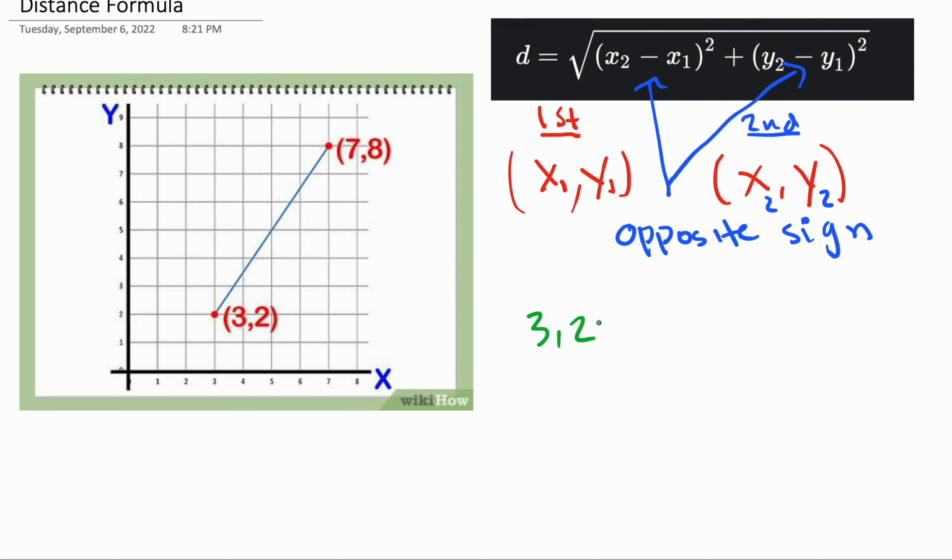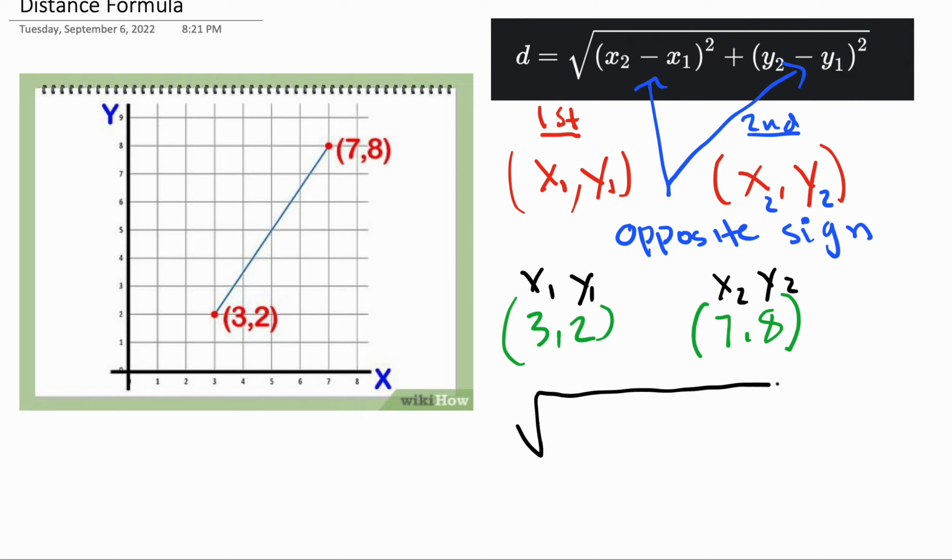We have 3, 2. We can put 7, 8 first, it doesn't matter, but I'll put 7, 8 second. So the first thing will be to label it. First x, first y, and then second x and the second y. We're simply going to copy the square root sign, and we're going to input one at a time. So I like to get my square root sign ready and my squareds there and my parentheses, and then I want to just get ready to put in my x2 and x1.